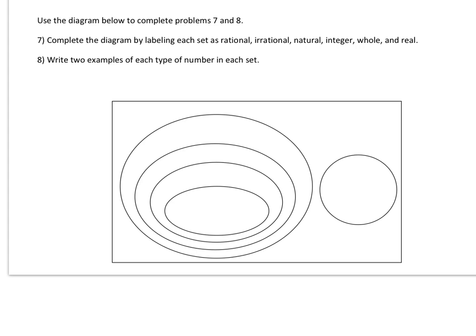It says complete the diagram by labeling each set as either rational, irrational, natural, integer, whole, and real. Basically, the whole set is going to be real numbers. We aren't going to be dealing with any imaginary numbers, so we're only focusing on the real numbers. So that's the whole set.